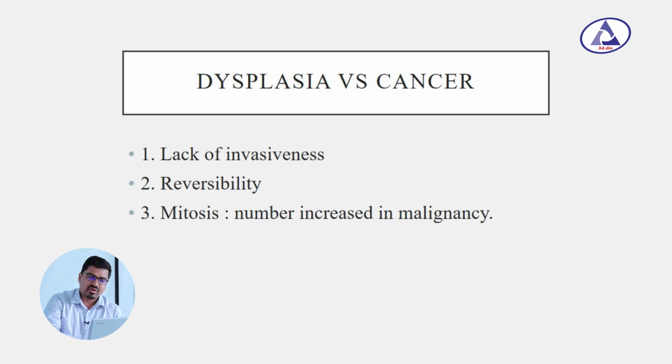Sites of dysplasia. What are the common sites of dysplasia? Dysplasia commonly occurs in squamous and transitional epithelium, such as the cervix of the uterus, respiratory tract in chronic cigarette smokers, urinary bladder, larynx, skin, and oral mucosa. These are the sites of dysplasia.